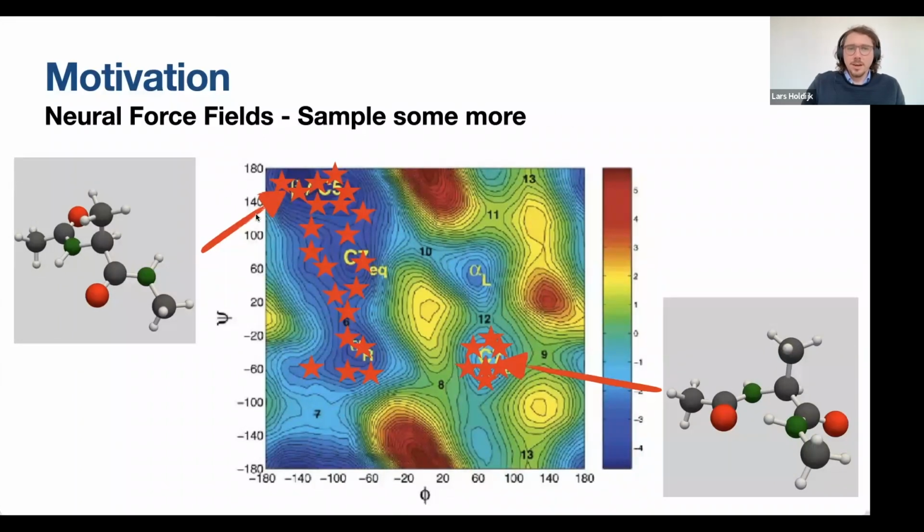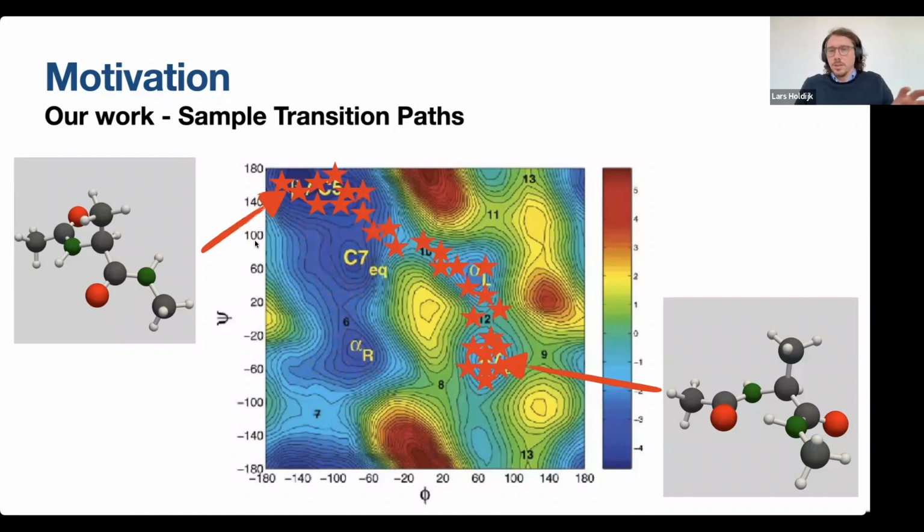Then we can see that they are in two different wells. We can also see that there's some low energy area between them. So what we would like to do is that when we sample with any method, we also get samples along this trajectory, or that we maybe just get trajectories along this path. And that's what we want to do with our work. So we want to sample these states along these transition paths.